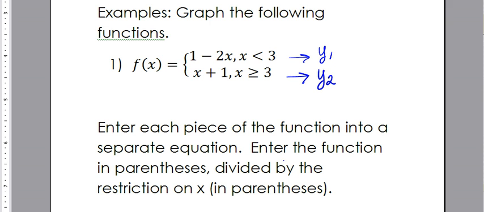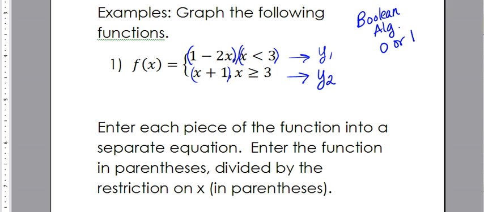Now what we're going to do is enter this function in parentheses, and then a division symbol, and then in parentheses the restriction on x. Whenever we enter this inequality statement, x is less than 3, this is something called Boolean algebra, and a value of either 0 or 1 is assigned to it.